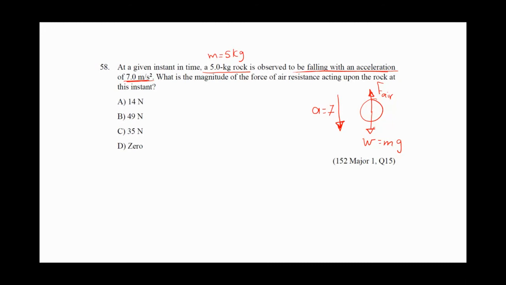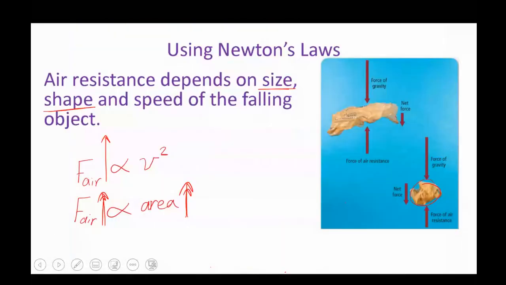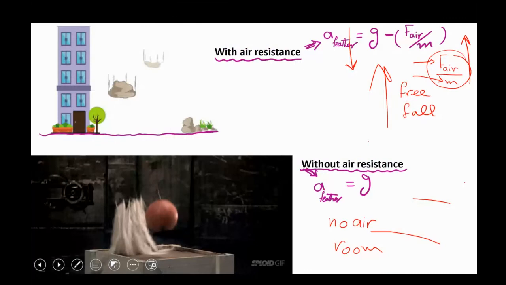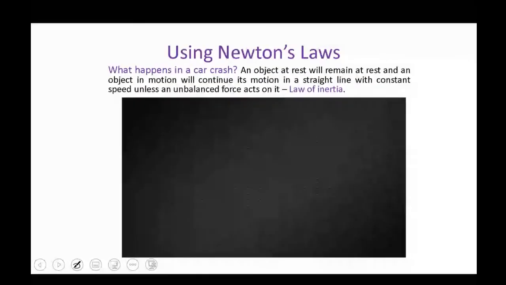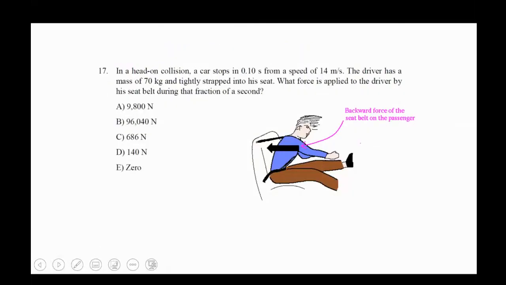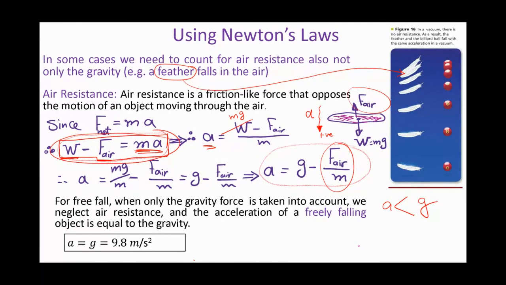What do you think? If you remember the equation that we discussed at the beginning, you can use it. Where is it? Here. If you remember this equation, W minus air resistance equals mass times acceleration, or this one, acceleration equals G minus F air over M, you can use it. Or you can derive the equation by yourself.